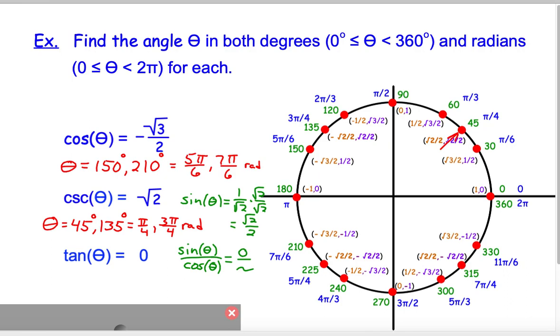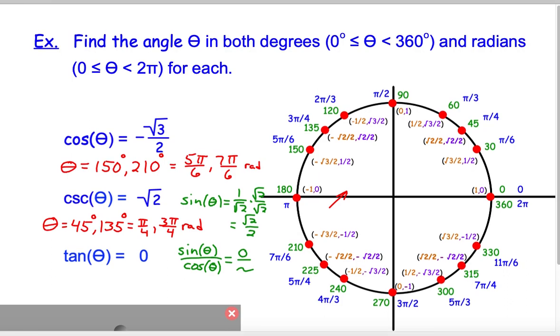So asking when the tangent is 0 is really asking when is the sine equal to 0? So if we look at our numbers, the sine is the y value. Well, that happens here. The tangent would be 0 over 1, which is 0. And it happens over here. 0 over negative 1 is also 0. So the answer is 0 and 180. So theta is equal to 0 degrees, or 180 degrees, which is 0 radians, or pi radians.